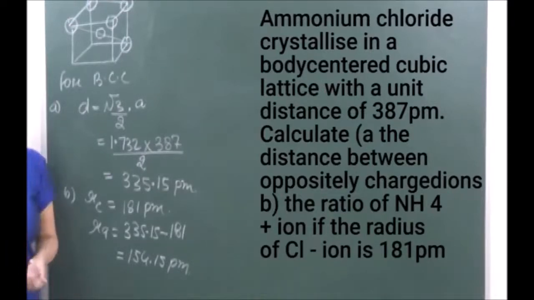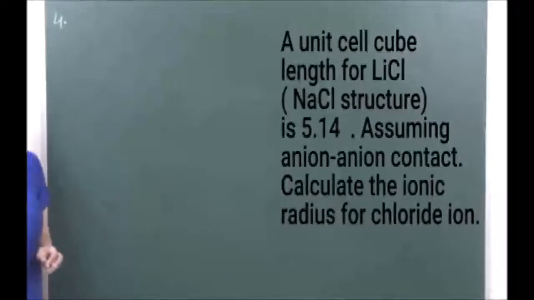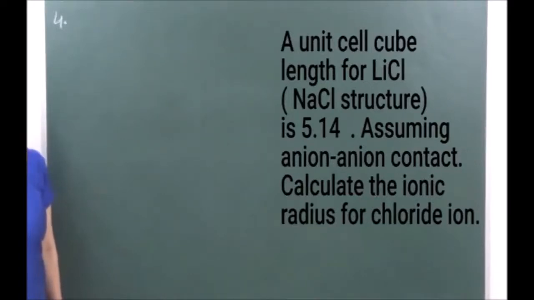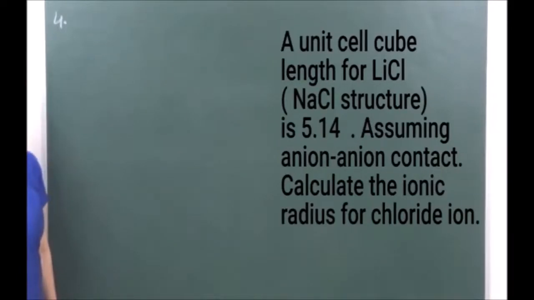Let's discuss one more of the same kind. The question is, a unit cell cube length for LiCl, lithium chloride, having NaCl structure is 5.14 angstrom. Assuming anion contact, calculate the ionic radius for chloride ion. Okay. Now here, what we have is the NaCl structure, the rock salt structure, which we have already done, that is FCC structure.